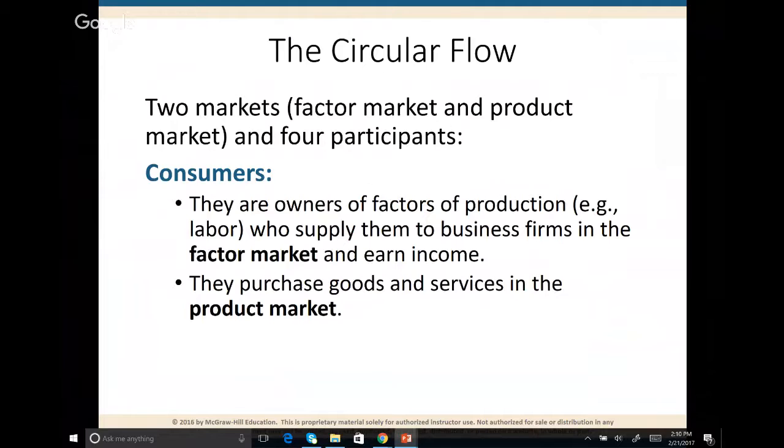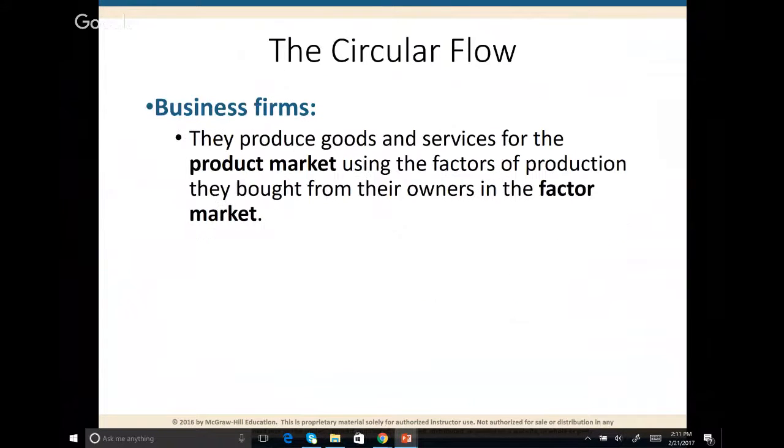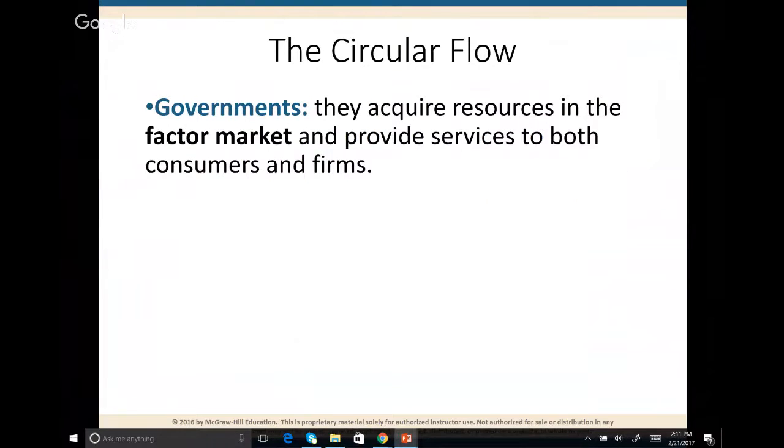So two different markets, two different behaviors. In the factor market, consumers are the sellers who sell our labor. And in the product market, consumers are the buyers of goods and services. And then companies on the other side produce goods and services in the product market, and they buy the resources from the factor market. Government will also acquire resources in the factor market.